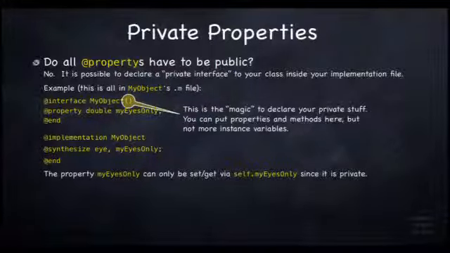So for example, here I have added this property myEyesOnly, which is a double, and then I synthesized it, just like I synthesized the others. And presumably myEyesOnly is an instance variable, a private instance variable declared back in my header file. And I can call this property using self.myEyesOnly. That's actually the only way I can call it, because no one else can call it. It's private. Everyone okay with that?